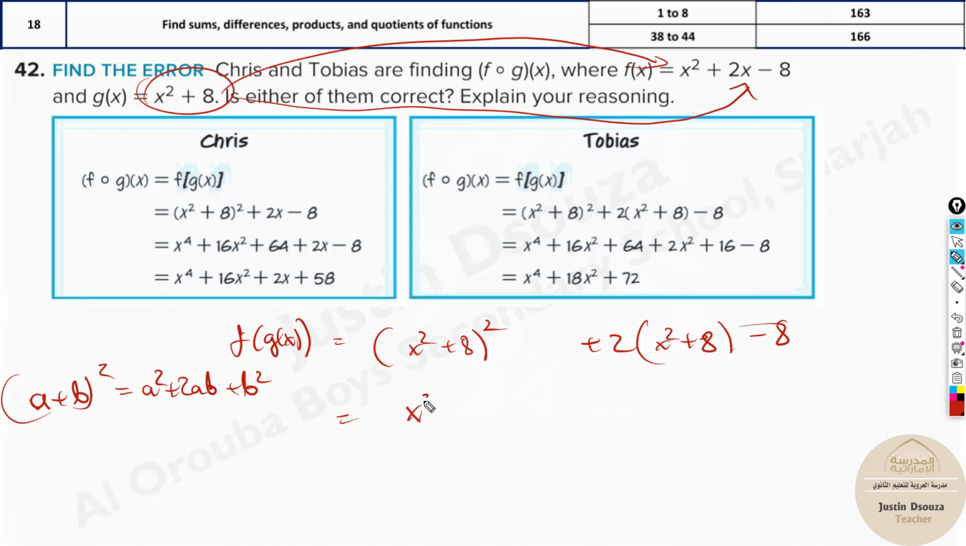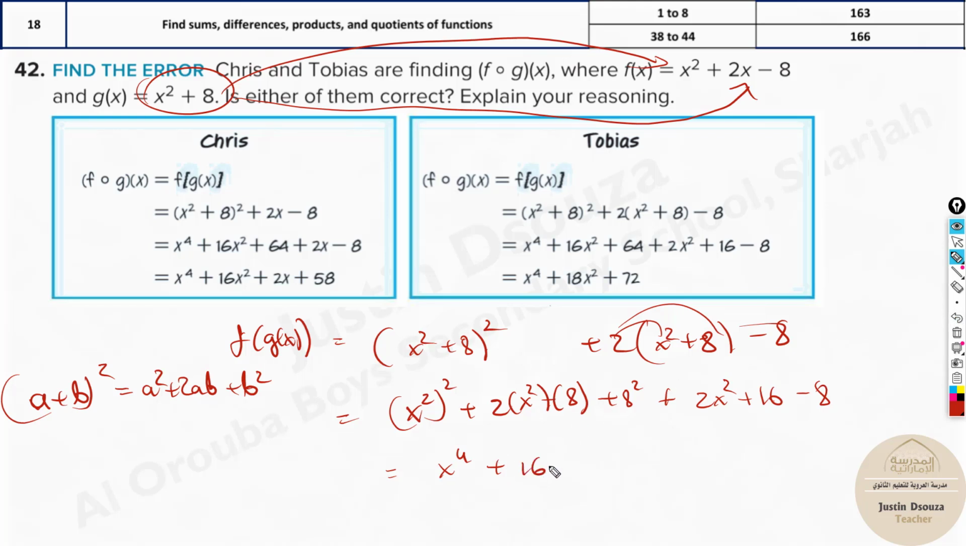It will be x squared the whole square, because we already have a square. A is x squared, whole square, plus 2 times x squared multiplied with b, which is 8, plus 8 squared. And over here it's very simple, it's just the distributive property. It will be 2x squared plus 16 minus 8. Now here it is x to the power 4 plus 2 times 8, which is 16, x squared plus 64 plus 2x squared plus 16 minus 8.